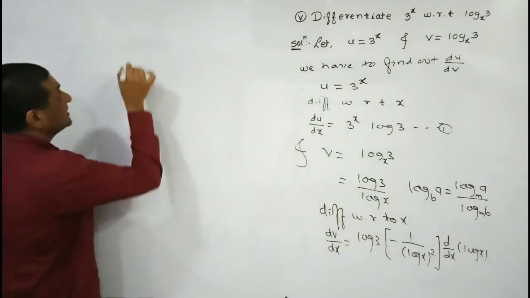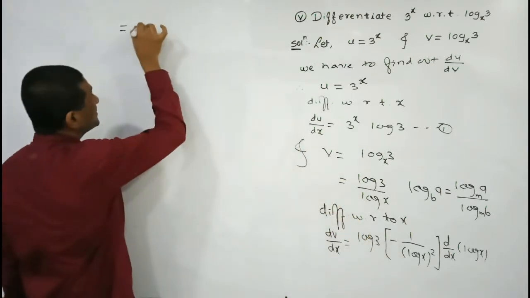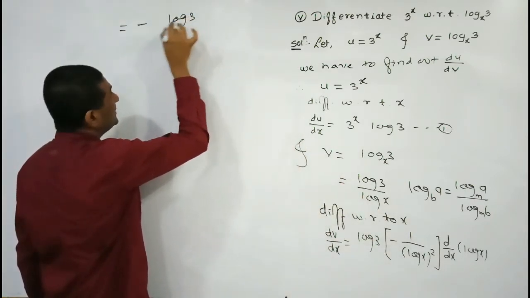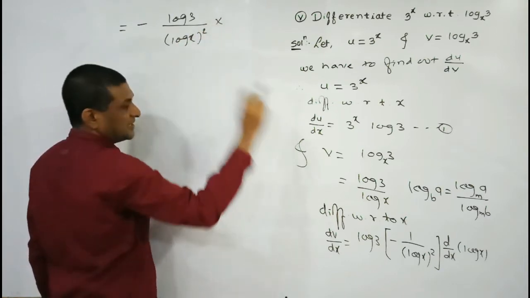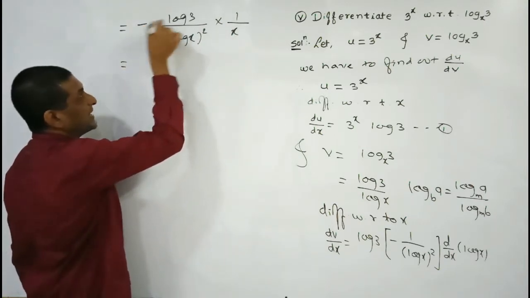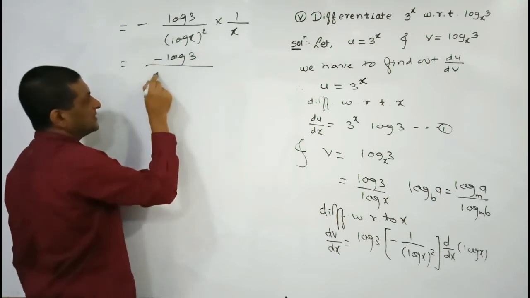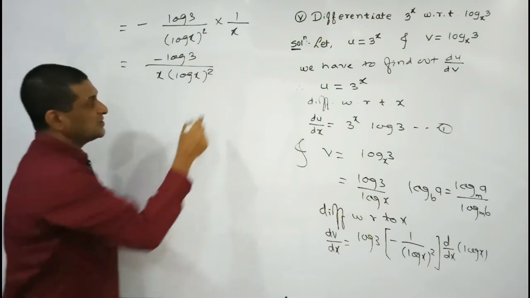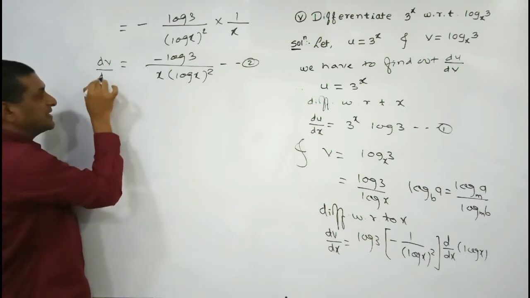Let us simplify it. So which is equal to, here minus into plus will be minus, and log 3 into 1 will be equal to log 3. In the denominator, log x whole bracket square, keep it as it is, and into derivative of log x. What is derivative of log x? 1 by x, which can be written as minus log 3 in the numerator, and in the denominator x into log x whole bracket square. Let us denote this value by equation second, which is nothing but value of dv upon dx.